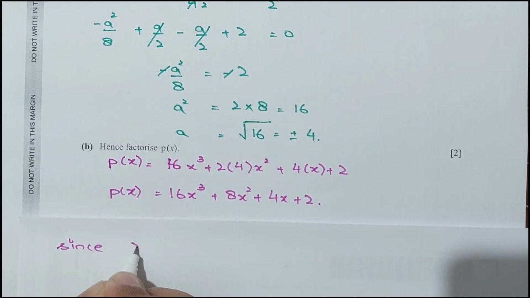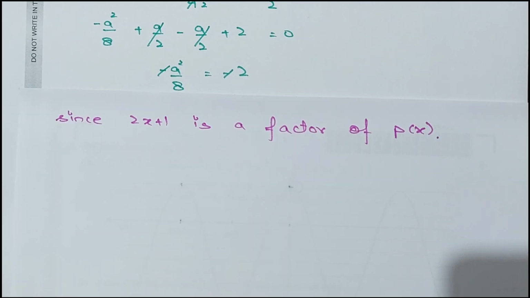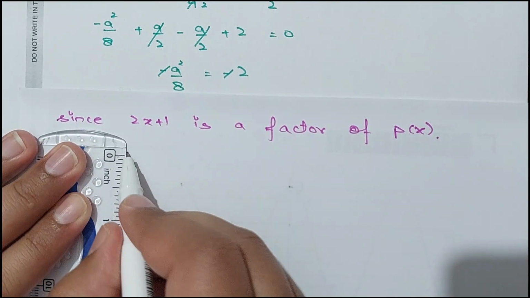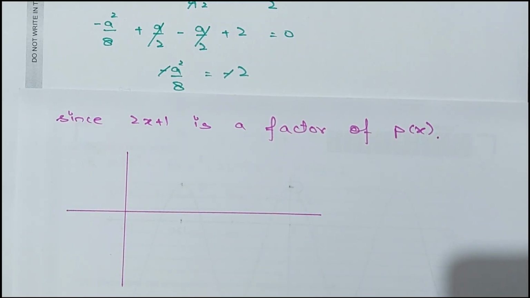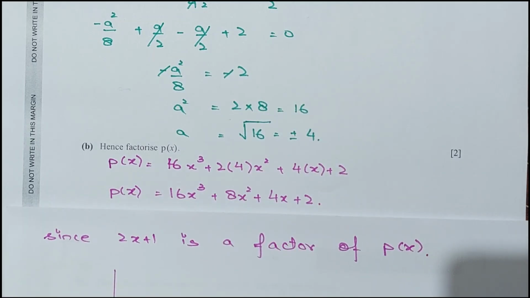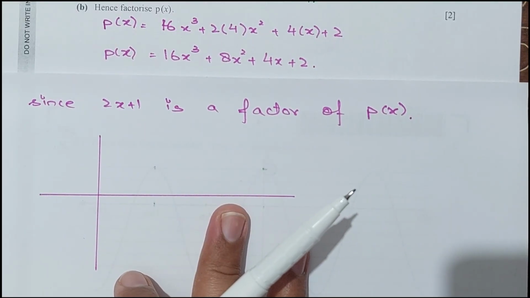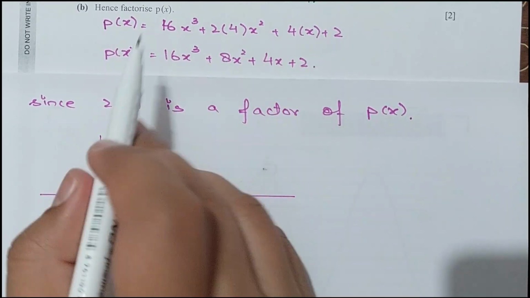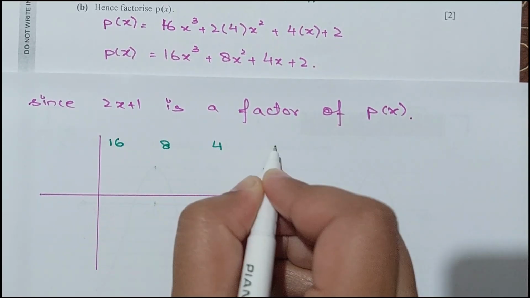Since 2x plus 1 is a factor of p of x, apply the synthetic division method over here and simplify. Let me take the coefficients. For synthetic division, we need the coefficients of x cubed, x squared, the x term, and the constant, reducing the cubic polynomial to a quadratic one. So 16 is the coefficient of x cubed, then the x squared coefficient, x coefficient, and the constant term.